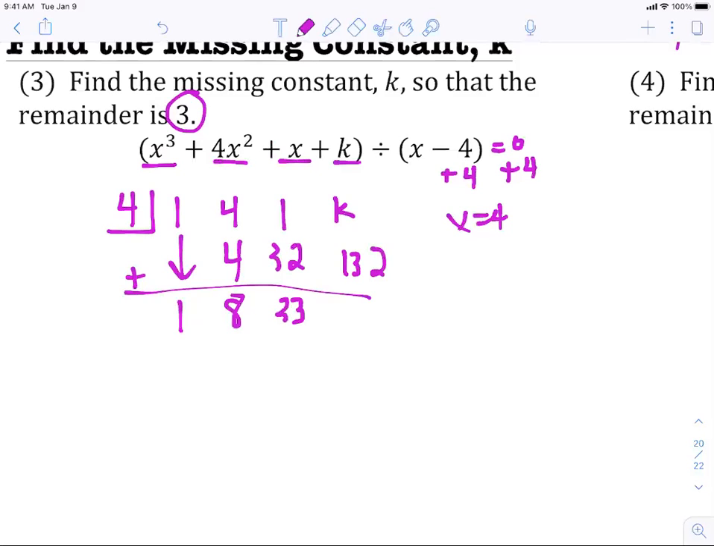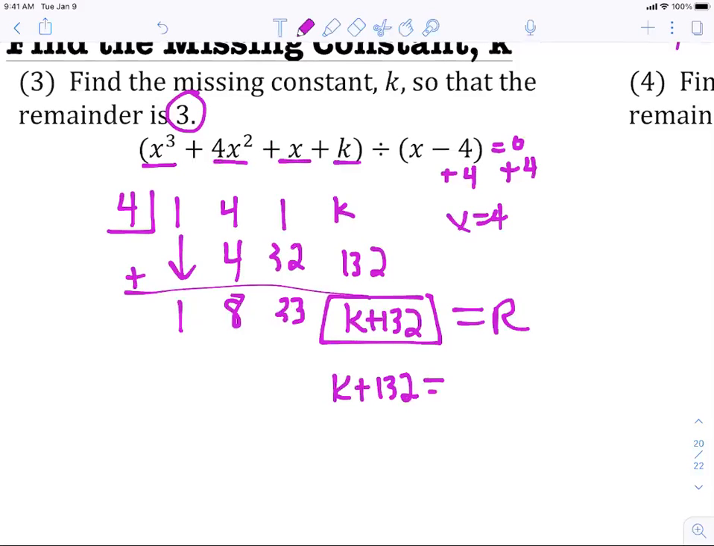So k plus 132, I don't actually know what that is. So I'm going to bring all of that down. And this is where we can use the fact that I don't know what k is, but I do know what the remainder is supposed to be. This guy, remember, whatever's on the end here, this all represents my remainder. So if I know I have k plus 132, I know my remainder is supposed to be 3.